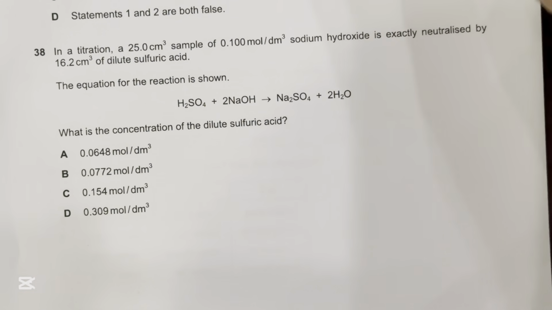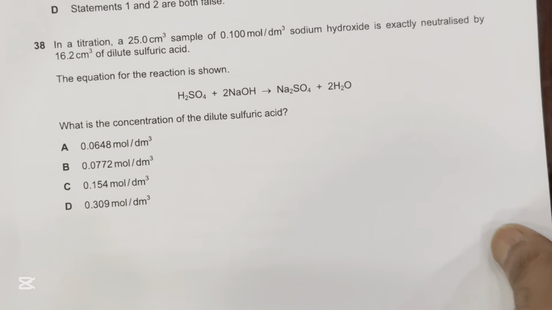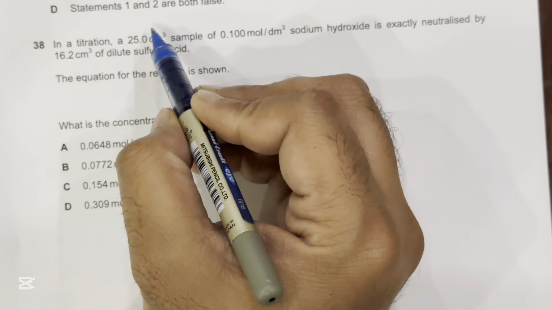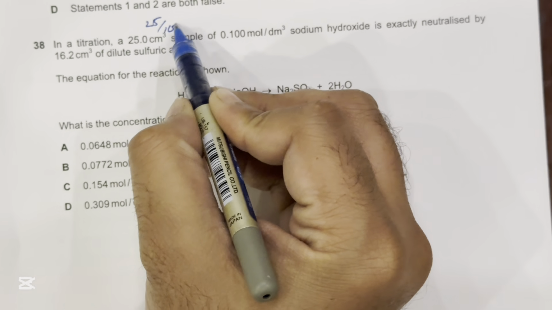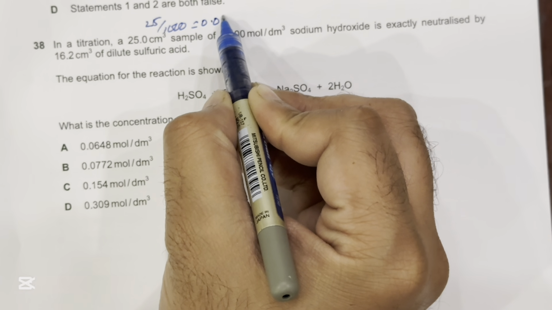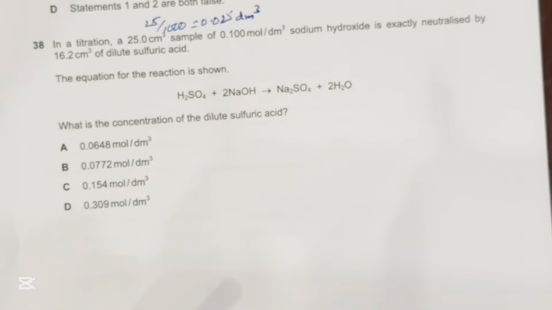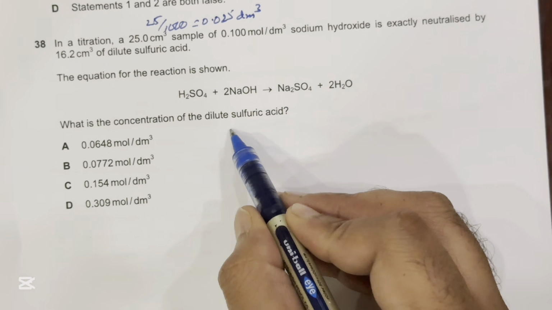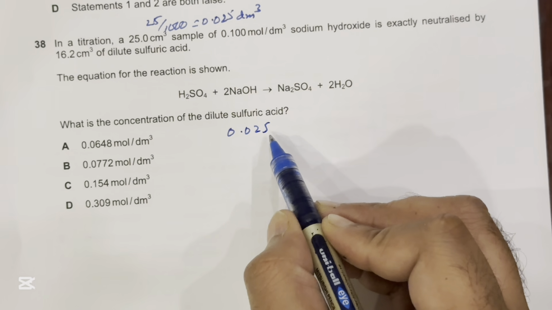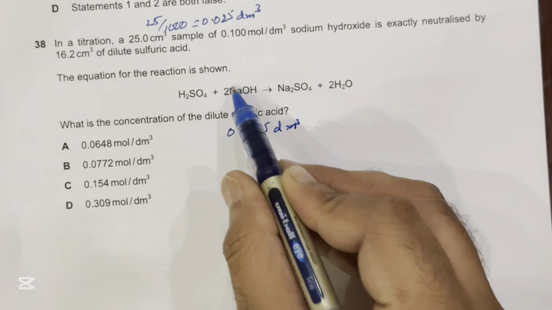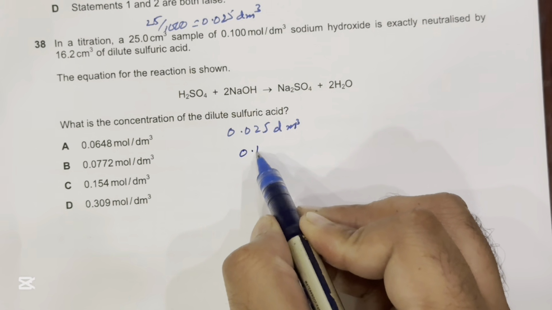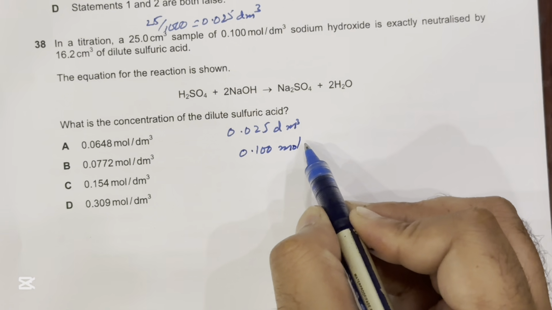Okay, I'm going to solve it in a way that would help you in doing this type of question in your exam. So first you need to change 25 cm³ into dm³ by dividing it by 1000. So you would get the answer 0.025 dm³. So this would be your first step. We know that now we have 0.025 dm³ of NaOH. Now the concentration is given, that is 0.100 mol/dm³.